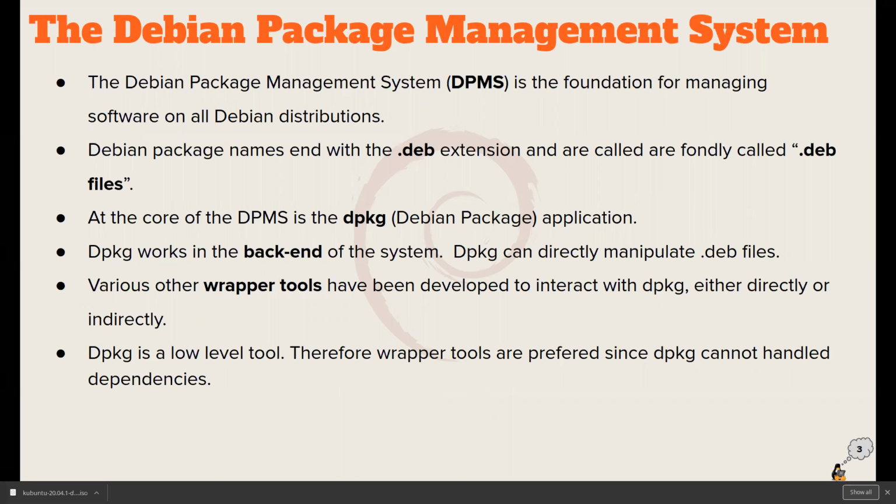At the core of the DPMS is the dpkg program, or Debian package application. dpkg works in the back end of the system. It does all the heavy lifting when it comes to installing the software. It deals with the dependencies, it deals with the libraries, everything in the back end to get the program installed. dpkg can directly manipulate .deb files. Various other wrapper tools exist for managing dpkg. It is those wrapper tools that we most of the time use for installing software in Debian systems.